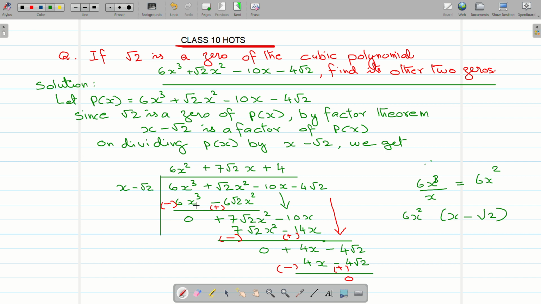6x cube minus 6x cube, you will get 0. Root 2 x squared plus 6 root 2 x squared will give you 7 root 2 x squared. Now writing the next term, you get minus 10x here. Now we are going to divide 7 root 2 x square minus 10x by x minus root 2.